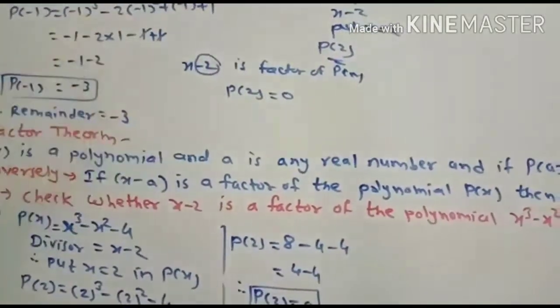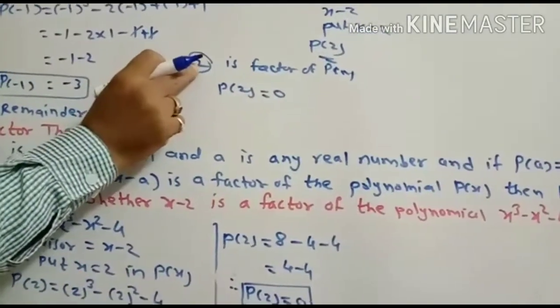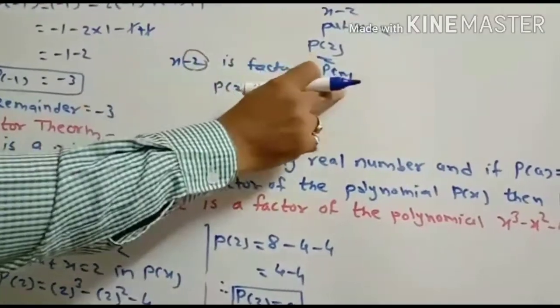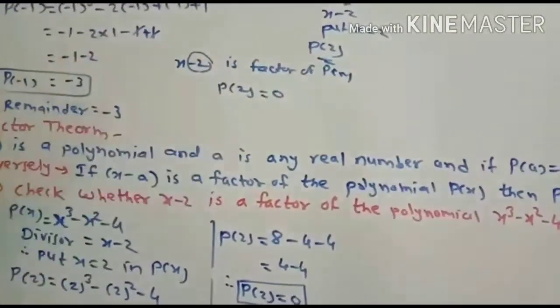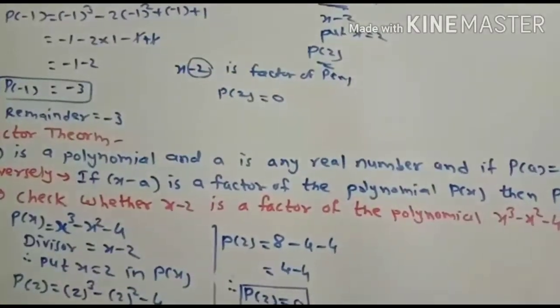x - 2 is a factor of p(x), that means after putting x equal to the opposite of -2, that is +2, if we put x = 2 in p(x), then we get p(2) = 0. And then we can say that x - 2 is a factor of p(x).